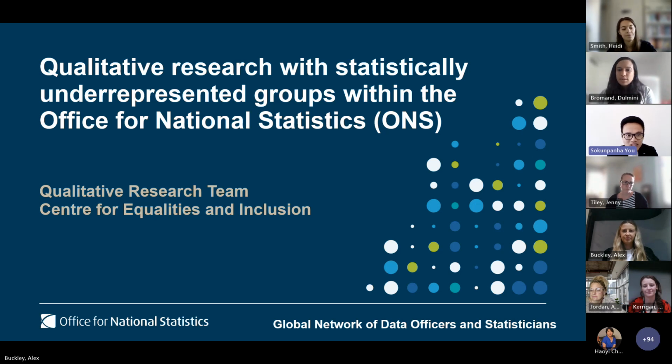So let me quickly introduce our speakers. Dr. Amber Jordan, Alex Buckley, Shonan Kerrigan, Heidi Smith, Jenny, and Dalmini Bromond are all members of the qualitative research team within the Center for Equalities and Inclusion at the ONS. Their research interests center around using qualitative data to investigate inequalities and to drive inclusion. And between them, they have worked with multiple groups at risk of disadvantage, such as children and young people, including those with special education needs and who have been geographically displaced, gypsy and traveler communities, adults with disabilities, and survivors of domestic abuse.